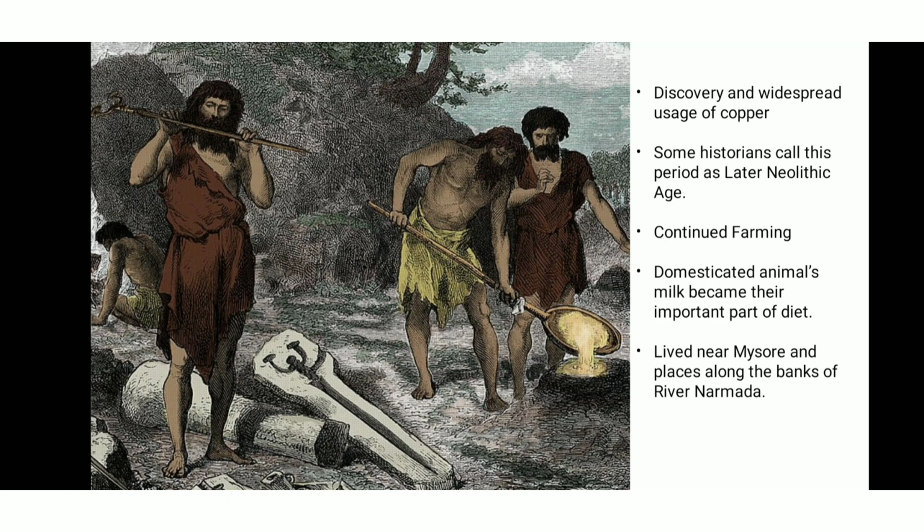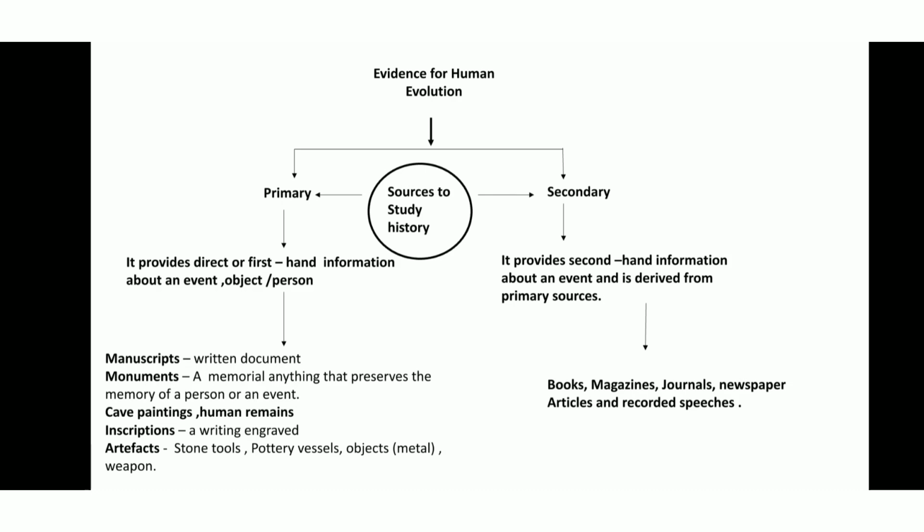Especially, people during this period made a lot of farming tools because they continued farming and domesticating animals. Milk became an important part of their diet. The Chalcolithic period lies between the Neolithic period and the Bronze Age, exactly between the mid 5th millennium BC to the end of the 4th to 3rd millennium BC. Moreover, through evidence, archaeologists proved that the people who lived during the Chalcolithic period lived near Mysore and places along the banks of river Narmada.